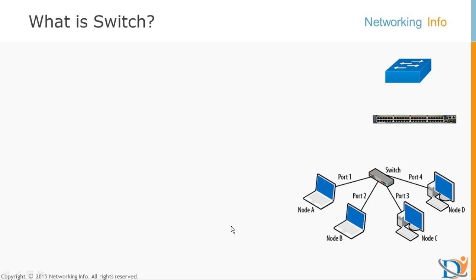First I would like to talk about the switch. The first question that comes to mind is, what is a switch and how does it work? A switch is a networking device which connects two or more computers together. So I can say it can connect multiple computers together in a star topology. So it creates a star topology. Here is the example I can show here.